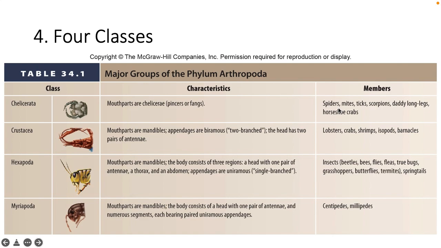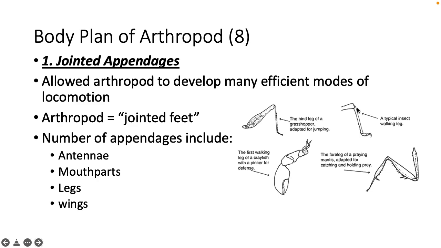So the body plan of an arthropod is that they have jointed appendages, and this allows them to come up with a diverse way to move. Arthropod literally means jointed feet. And these jointed appendages are not just feet, they can be other specialized structures like antennae, specialized mouth parts, multiple sets of legs, wings.